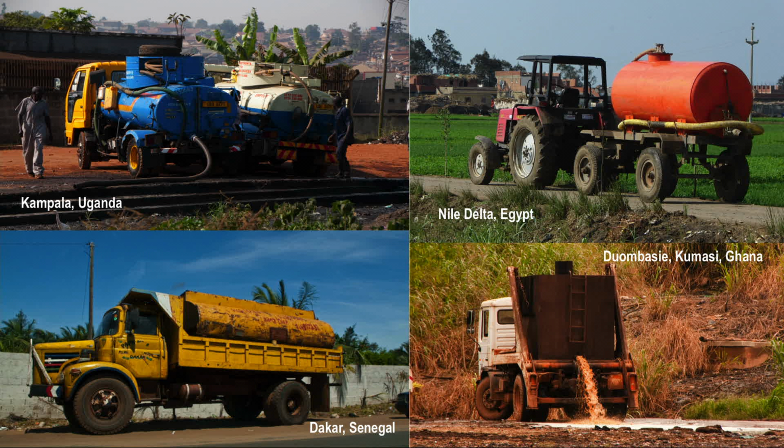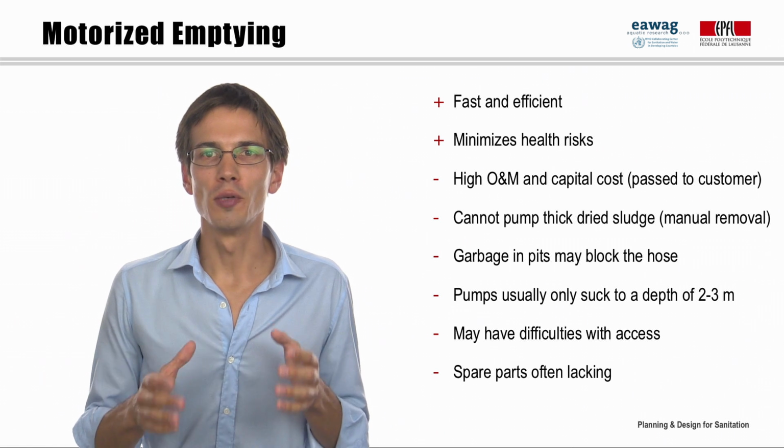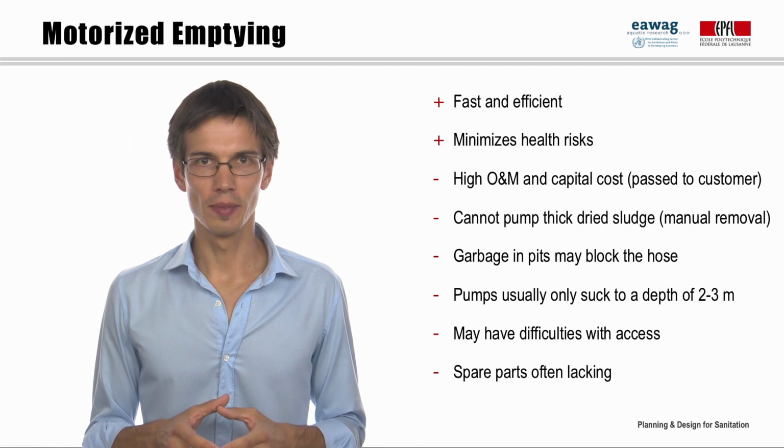They can be locally manufactured, which ensures that maintenance skills and spare parts are available. A drawback, however, may be a limited efficiency. Smaller vehicles have also been developed to access areas with narrow pathways where normal trucks cannot access. Let's look now at the pros and the cons of motorized and manual emptying.